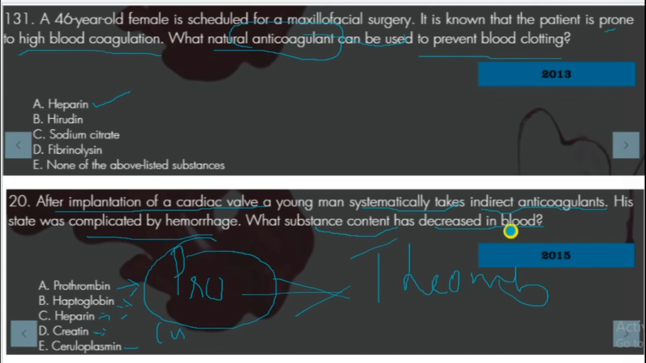So an indirect anticoagulant will inhibit vitamin K. Vitamin K is necessary for prothrombin production or activation of prothrombin. So the substance content decreased in the blood is activated prothrombin.